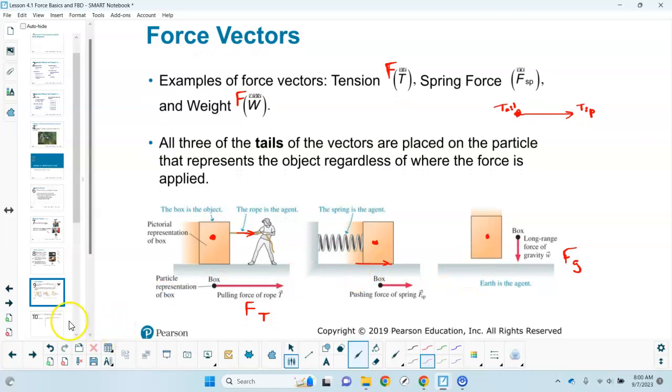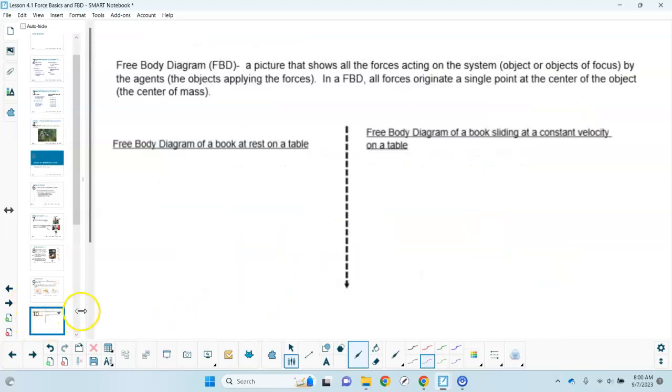Okay. So we're going to get used to drawing figures similar to this. And these figures are really important in solving force problems. They're called free body diagrams. So FBD stands for free body diagram. And it's just a picture that shows all the forces acting on the system, or the object or objects of focus. So the system is our object, or objects if we have more than one, being applied by agents. So again, that agent is the thing that is doing the pushing or pulling, and the object is the thing that is getting pushed or pulled.